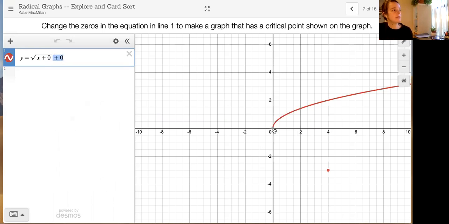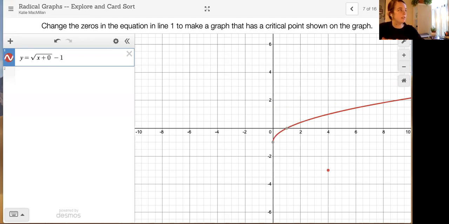Your goal is to make this line shift so that this is your critical point, right? So you want to make this line move. Remember, if I change this to +1, it moves up. If I change it to -1, it moves down. So you're going to try to change these numbers in order to make this line shoot out of this critical point here. Go ahead and work on that one.